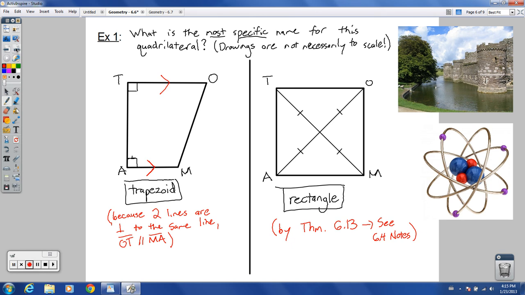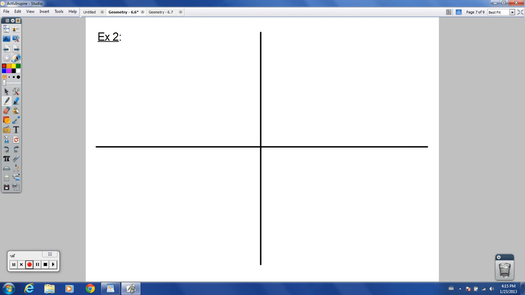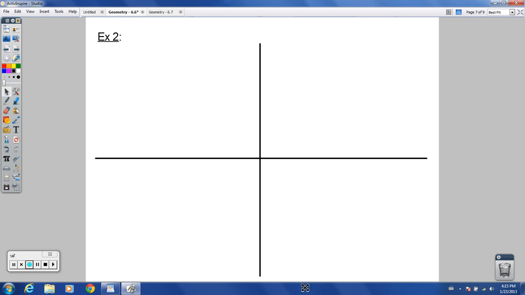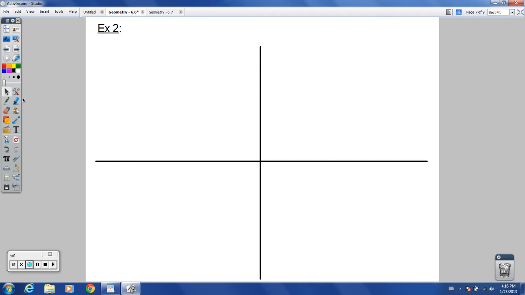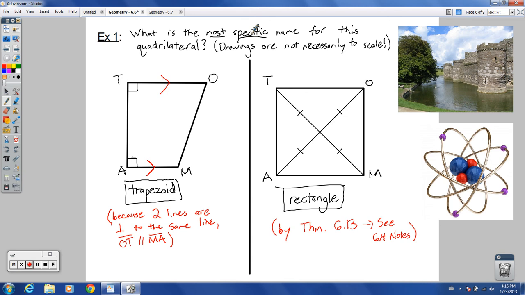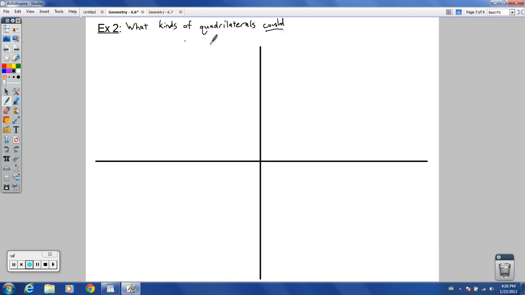All right, let's move on to the different type of example where I'm going to give you a shape and you're going to tell me what it could be, not what it must be at the very least, but what it could be. So which kinds of quadrilaterals might fit what I have here. I'm going to move this down just a little bit, and I'm going to write in up here the question. So here's the question: what kinds of quadrilaterals could, that's the key word there, not what is the most specific name for it, but which one could meet.